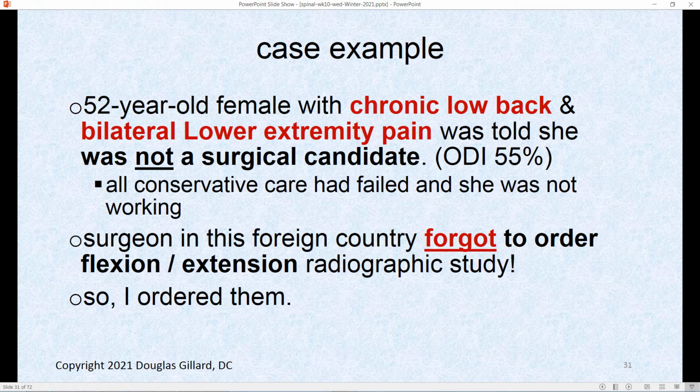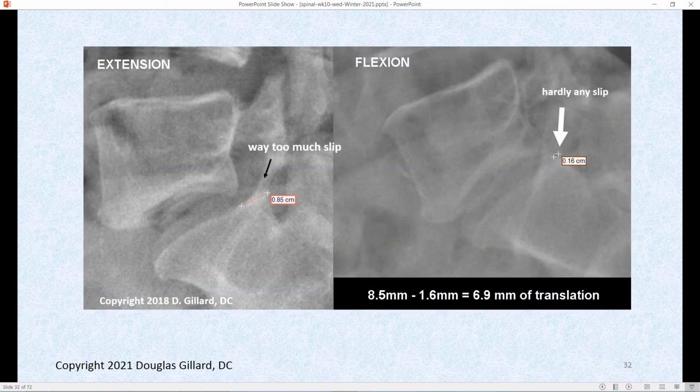She came to me and I said, where's the flexion extension study? You're not a candidate for any type of fusion without it. So we ordered a flexion extension study. And here is the real flexion extension study. Not the greatest quality in this country, but nevertheless. When she extended, she actually had this much translation.